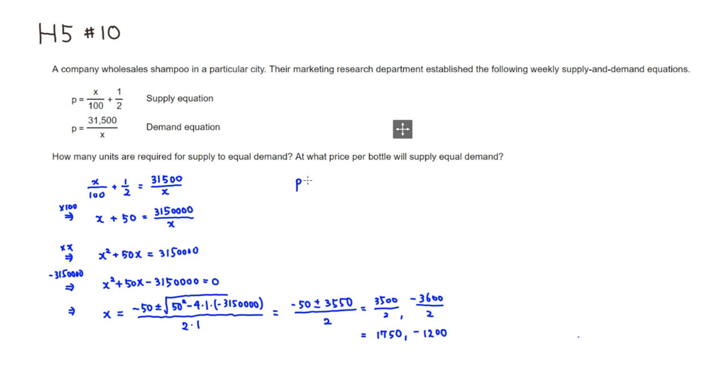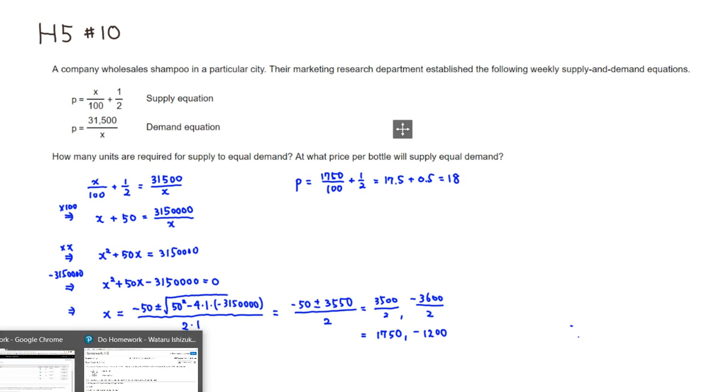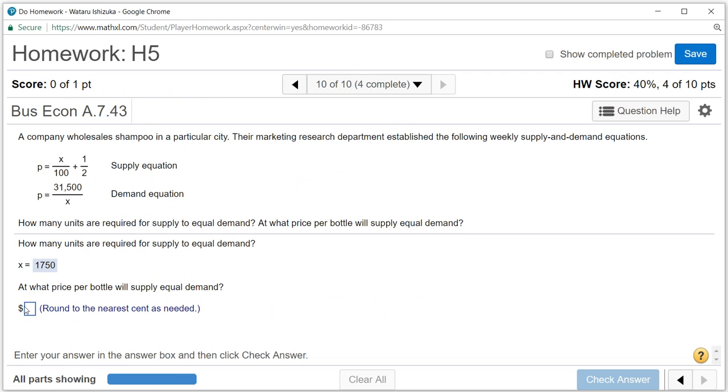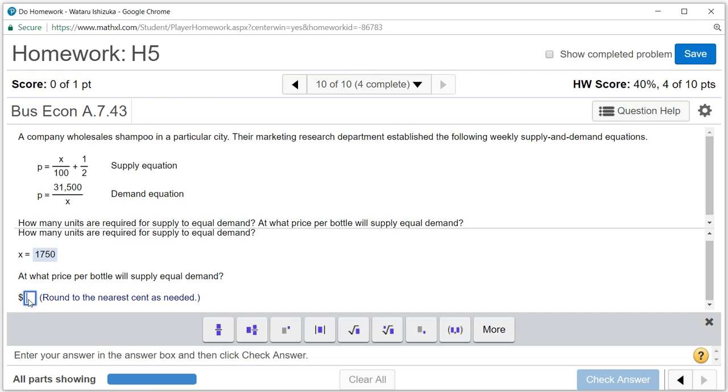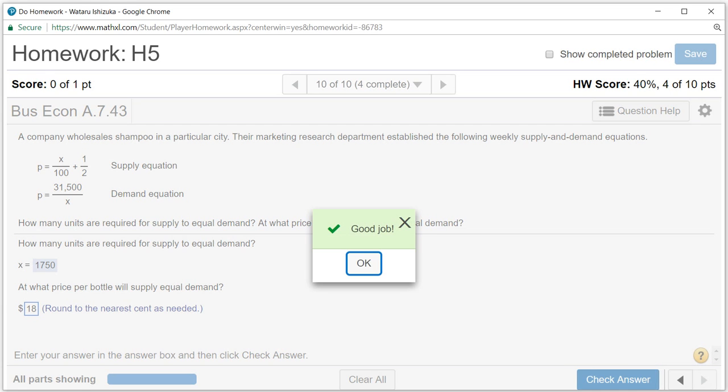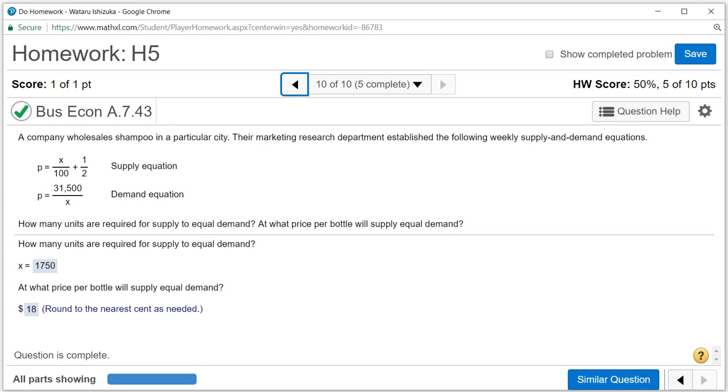So price P is equal to 1750 over 100 plus 1/2, which is 17.5 plus 0.5, so that's going to be 18. So let's type it in. It's going to be $18. Check the answer. We got that. That's it. I hope that this was clear.